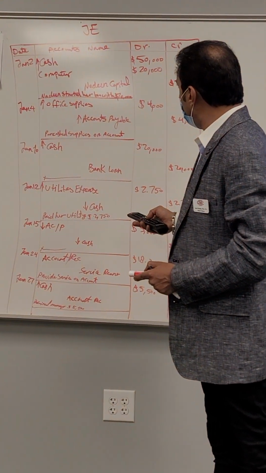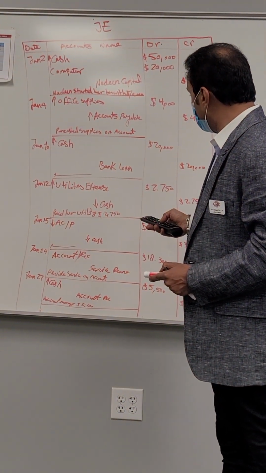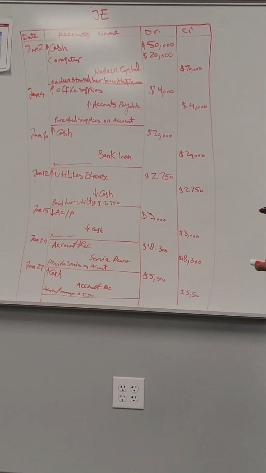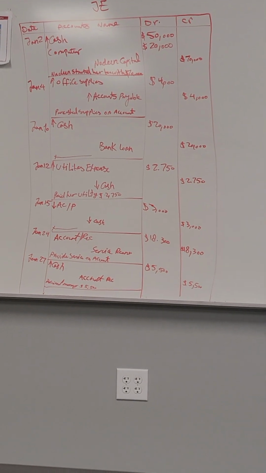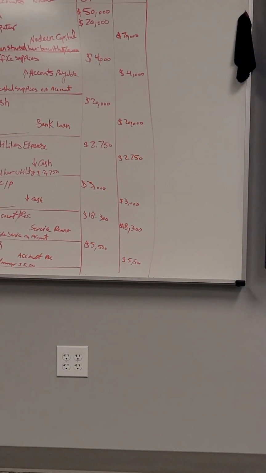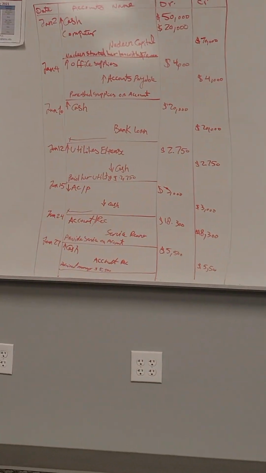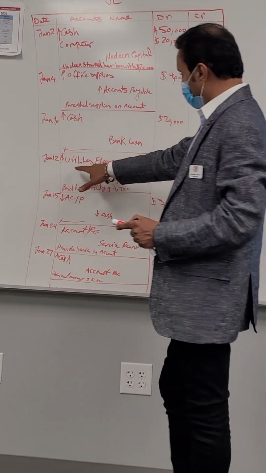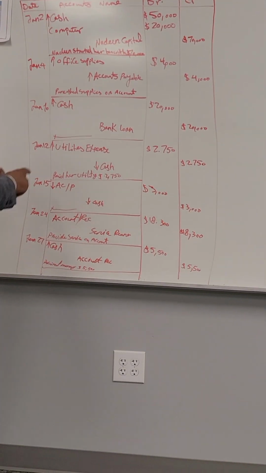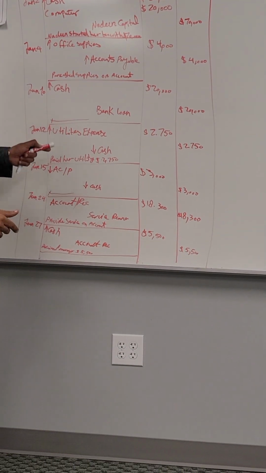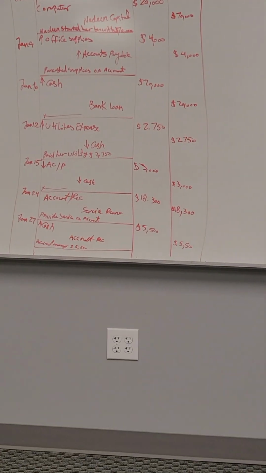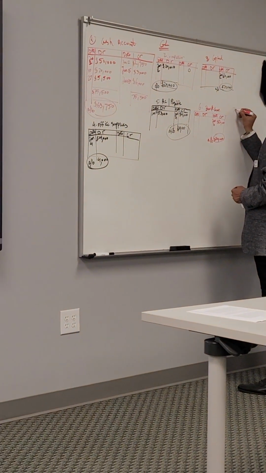We have also service revenue. Next, let's go in order here. Forget this, utilities. Jan 12, utilities expenses and cash. For utilities expenses, we have to create another table.